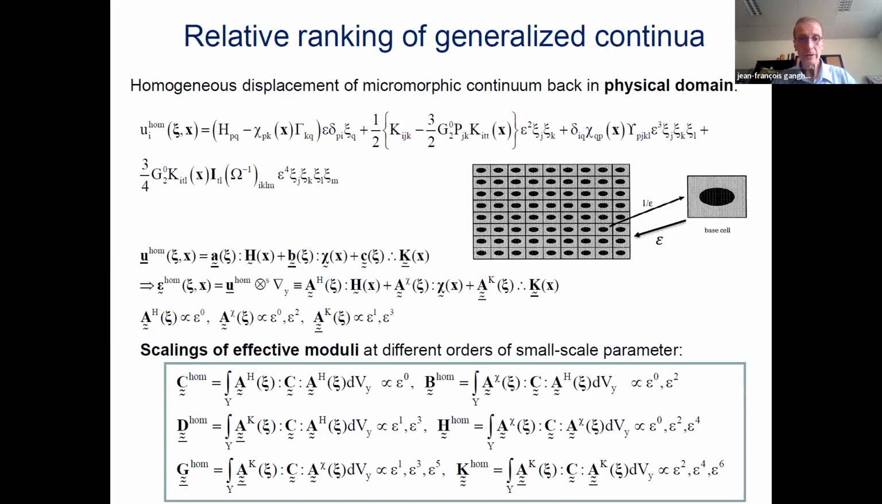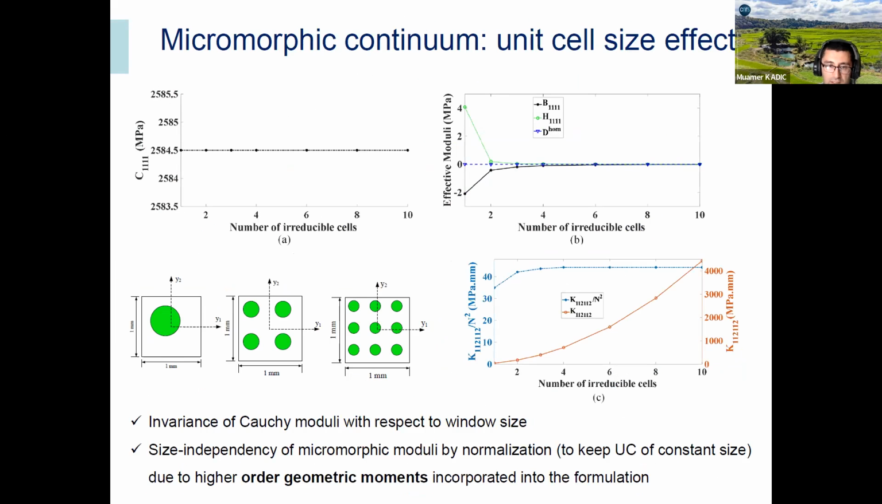Right. Yes, this one. Yeah, exactly. It is just a numerical computation. We apply these macrokinematic variables with periodicity conditions for the fluctuation, and then we solve this unit cell boundary value problem, and then we plot these moduli versus the number of unit cells.